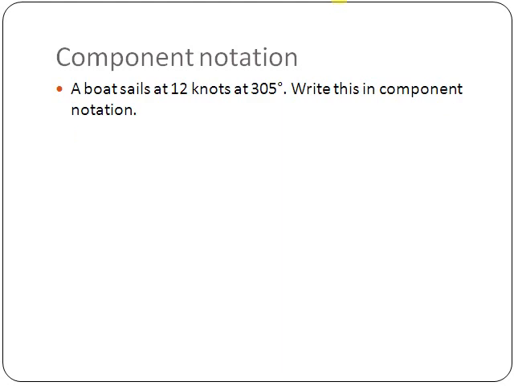Let's try this one first here. So we have a boat that sails at 12 knots at 305 degrees. Write this in component notation. What we're going to do is start off by drawing out our vector here. It's at 305 degrees. 305 degrees is 35 degrees above 270, so that means this angle in here is 35 degrees. It has a magnitude of 12 knots, 12 nautical miles per hour. Definitely not an SI unit, but we can still work with it.